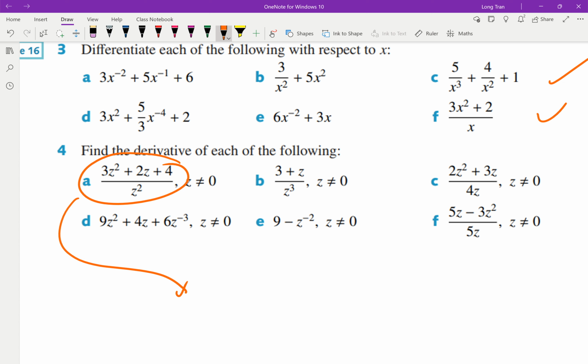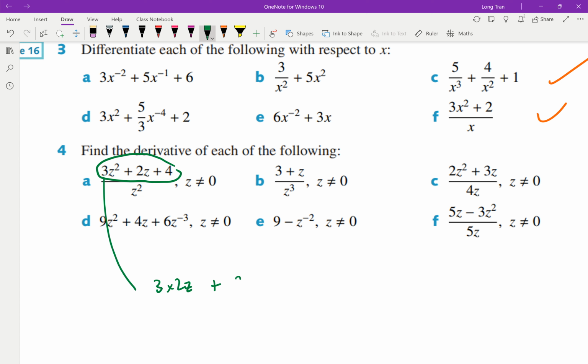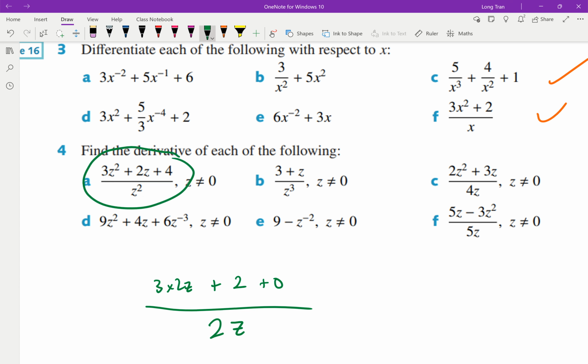This one's breaking it up into terms. What students normally do as a mistake is they will differentiate the numerator by itself. So they'll do 3 times 2z plus 2 plus 0. And then they'll differentiate the bottom and say that's 2z. Wrong. You can't do that. Remember, the rule was only if you had x to the power of n. They never talked about differentiating the numerator of a fraction. They never said that. They only said it's individual terms, a variable to the power of something. So this here is one massive fraction. You have to separate them.